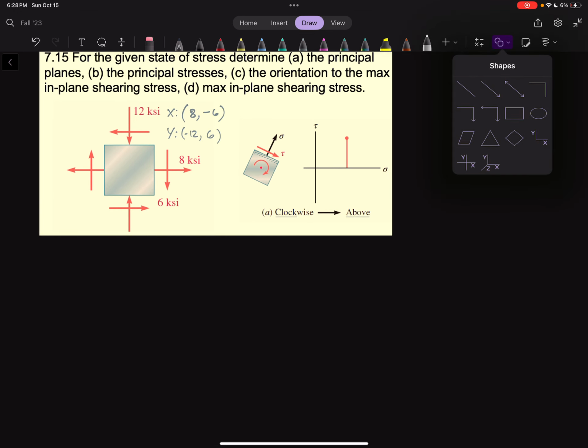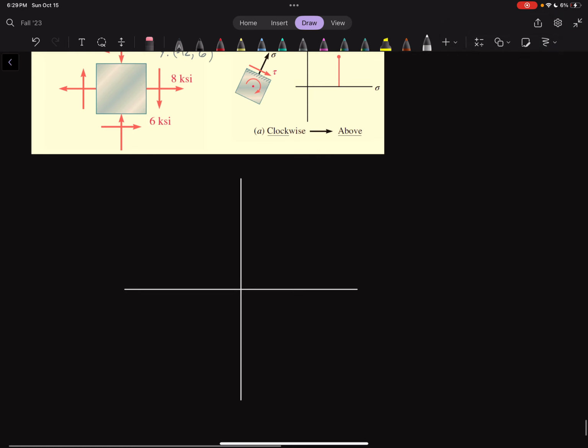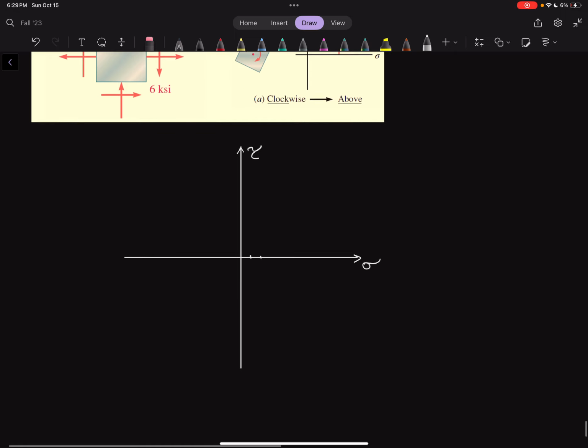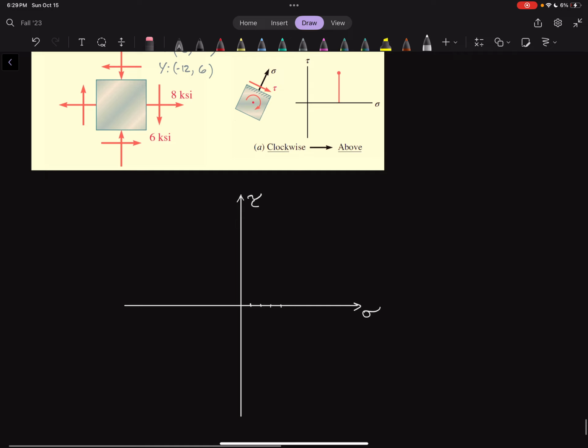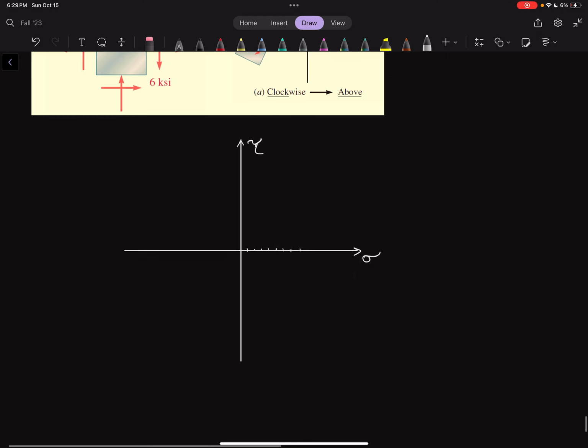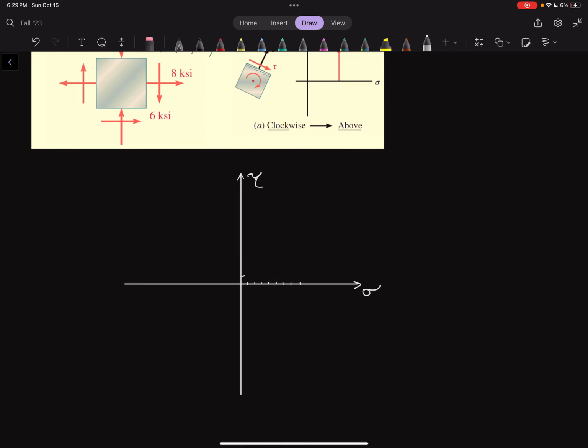And now I'm going to plot it. This is going to be my sigma, and this is my shear. Remember, up is negative. So 8 and negative 6, I'm going to do 1, 2, 3, 4. These are a little too big. So we'll do 1, 2, 3, 4, 5, 6, 7, 8. And negative 6, which is above, 1, 2, 3, 4, 5, 6. I'm going to plot it right here. My x, 8, negative 6.